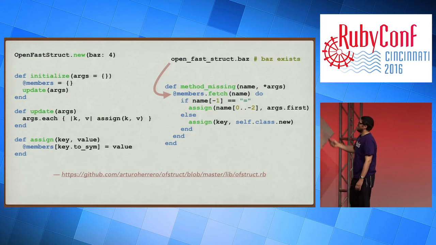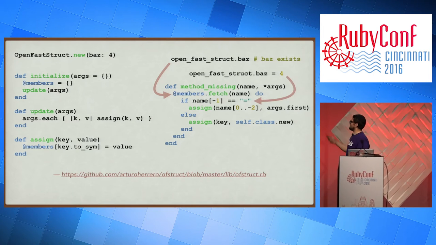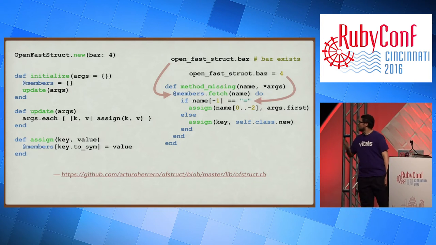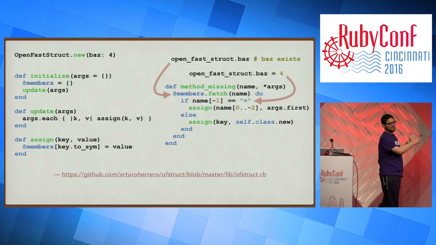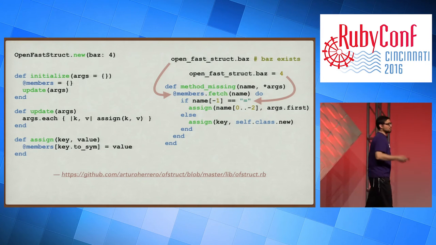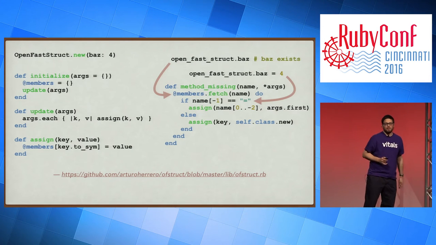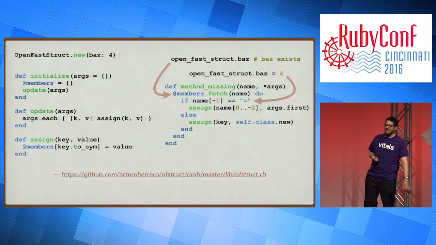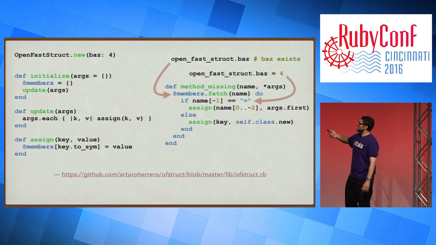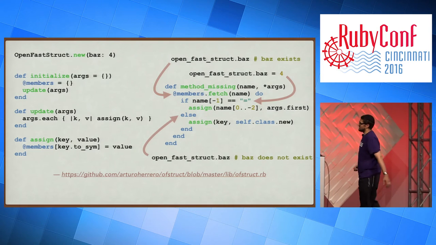And the block has to decide, is this a setter or a getter? If it's a setter, if the last character of the method name is an equal sign, so it's a Baz equals method, then take the Baz part and assign Baz to the first argument, which in this case is going to be 4. So what's left is when it's a getter, but the key doesn't exist in the hash.